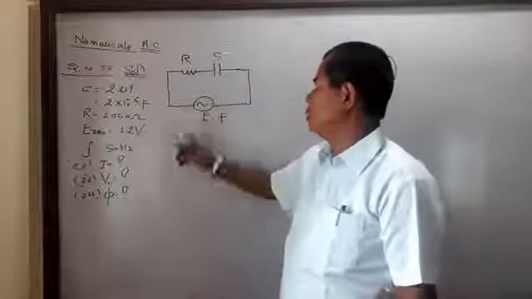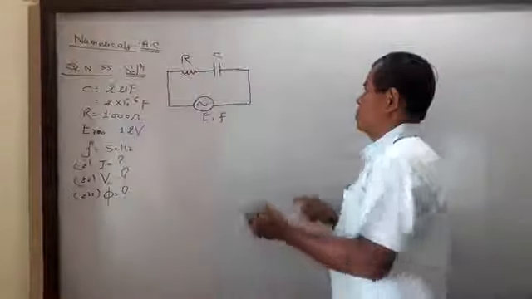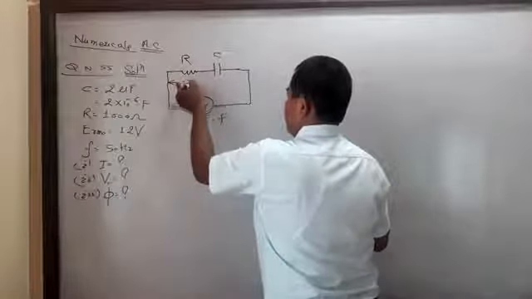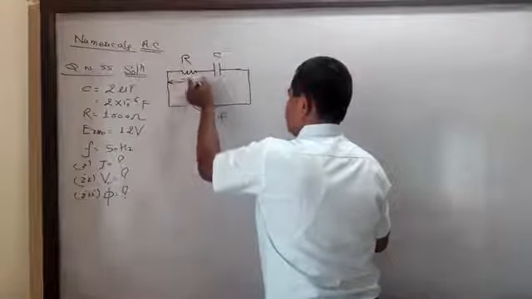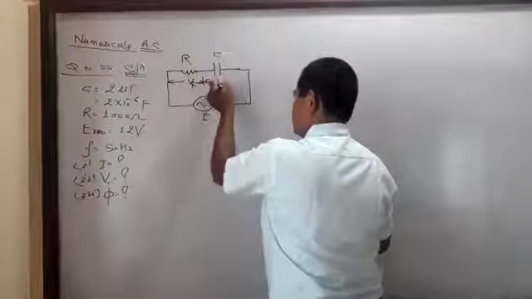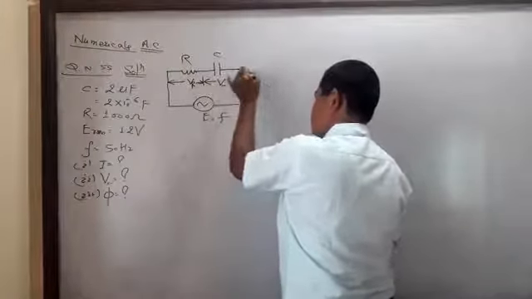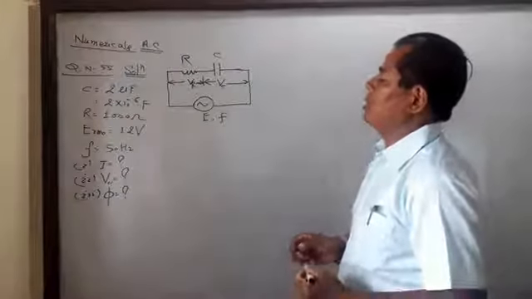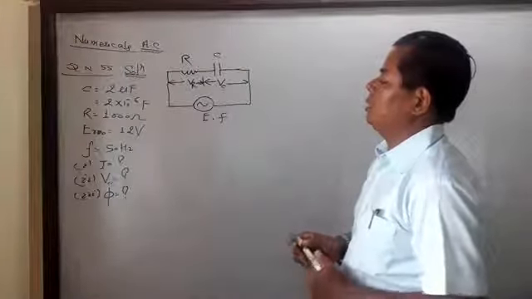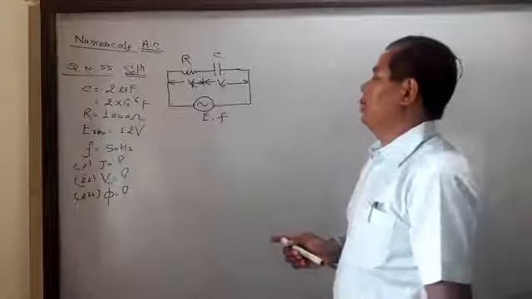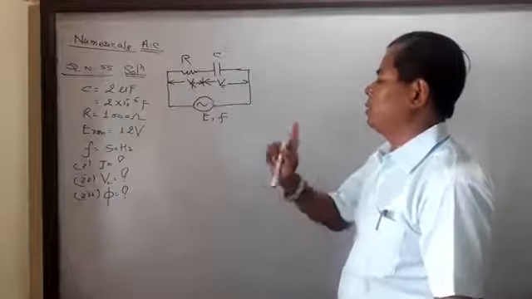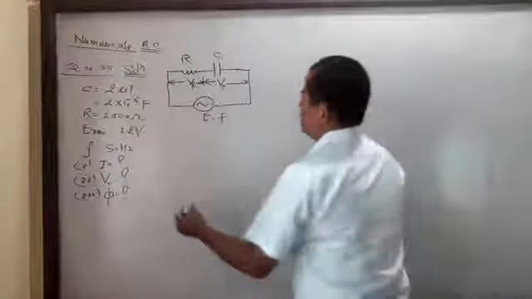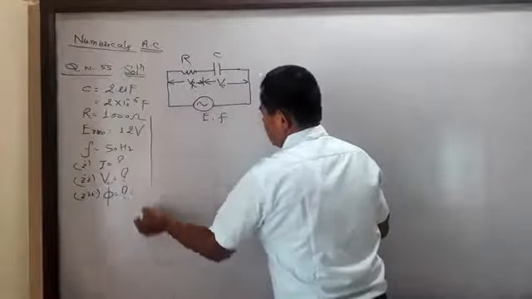Second one, the voltage developed across the capacitor. This is VR, the voltage developed across the resistor, and this is the voltage developed across the capacitor, VC. Then we have to find VC, and third one is the phase angle between EMF and current, phi, that is theta. We can solve this simple problem.